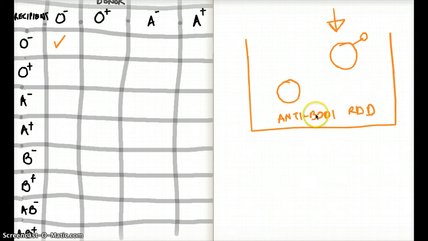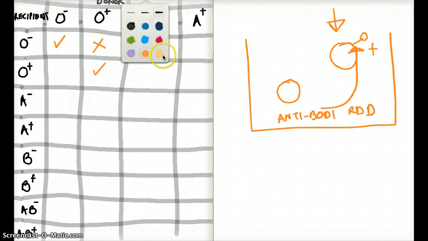Okay, and because this O negative had no antigen, it had antibody RHD. So in the plasma, see how it's going to attack the antigen on our O positive blood, so it's not going to work. So we cannot give this to when we have this combination. But what about this one? What about you have O positive and O positive? Can you give them the blood? Absolutely.